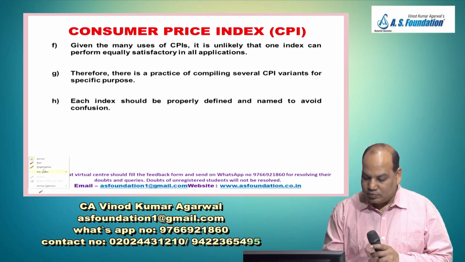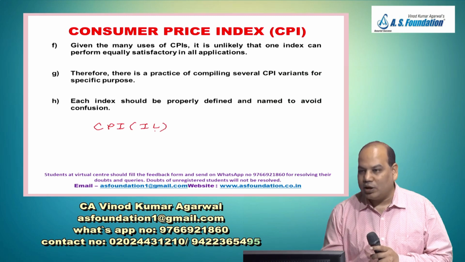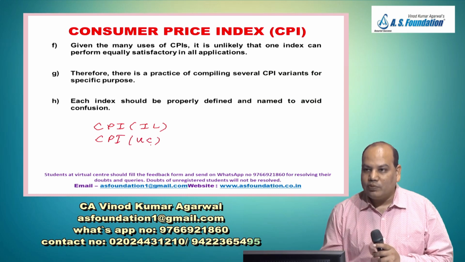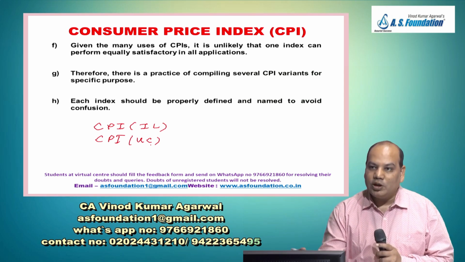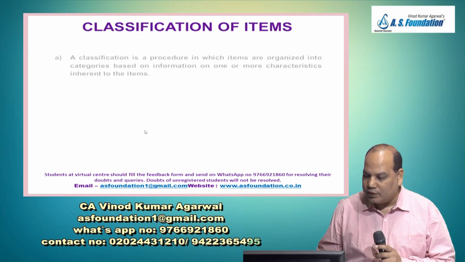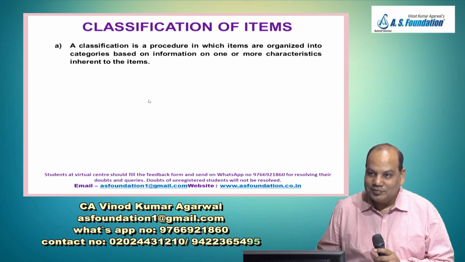That means you have to write very clearly which CPI it is. They used to write like this: CPI-IW for industrial workers, CPI for urban consumers, so that we understand this CPI is for this particular category of consumers, and accordingly the policies will be decided. To avoid confusion, it should be properly defined. Then next, what are the items to be included? That is a very debatable issue.